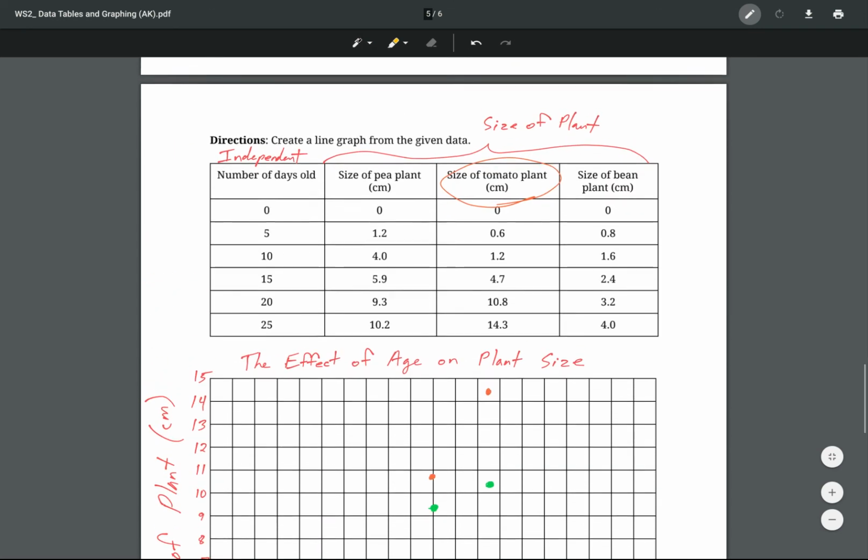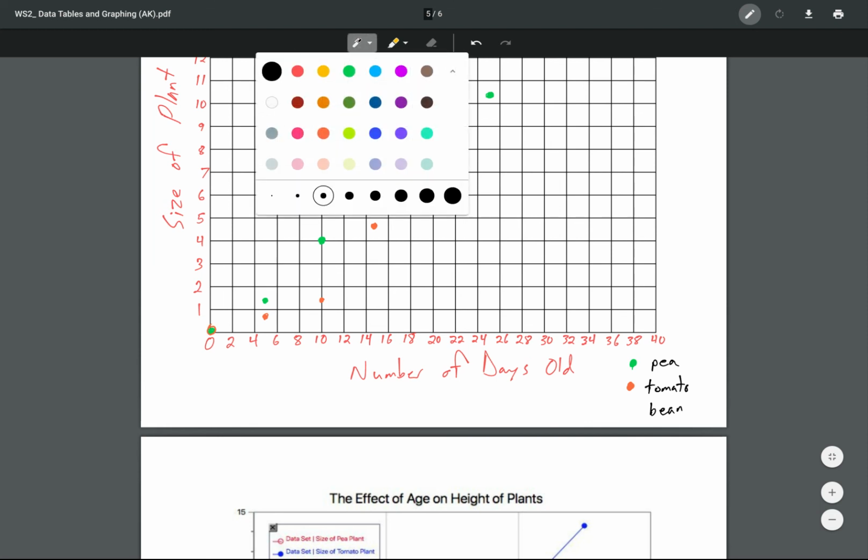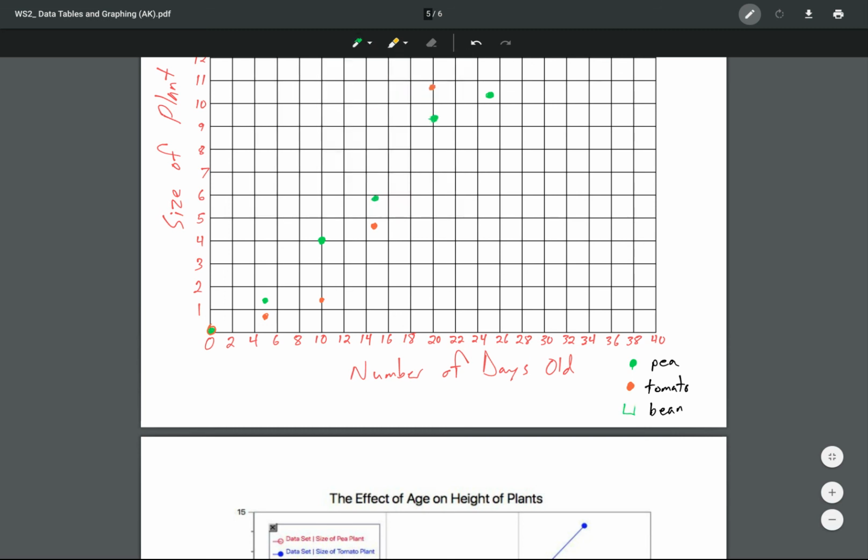My last data is going to be for beans. And so if you don't have different colored pencils, or if you're not using your Chromebook to make a graph, then another way that we can accomplish this is just by making our data points different shapes. So I'm actually going to make my bean data points the same color as my pea, but they're going to be squares instead of circles, just so that I can show you how we can make our data look different, even if we're using the same color.